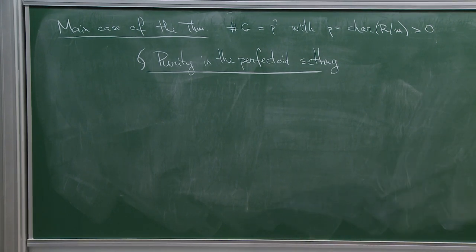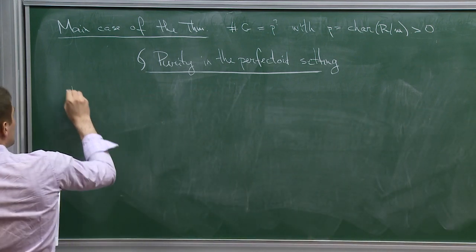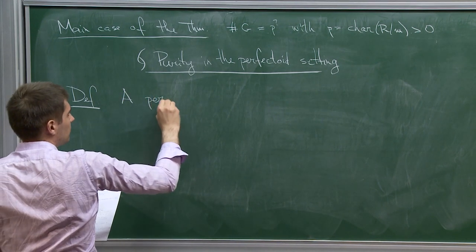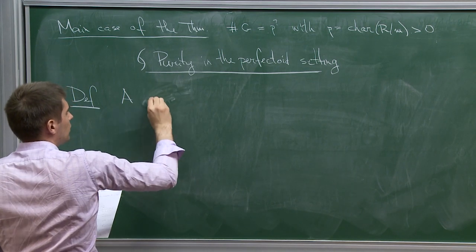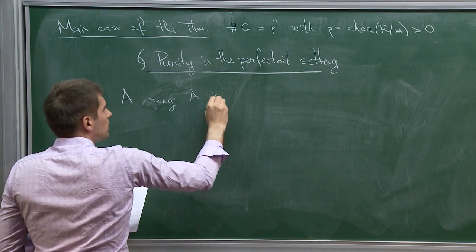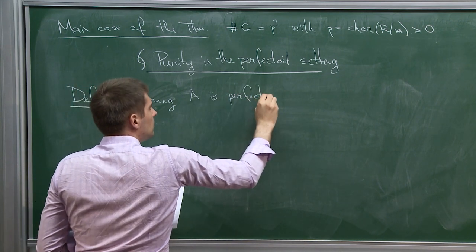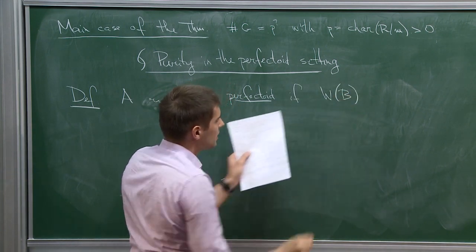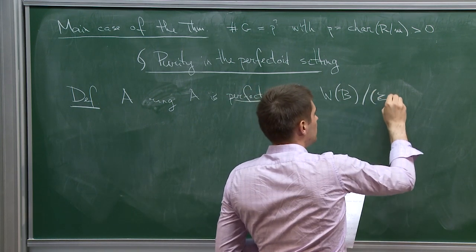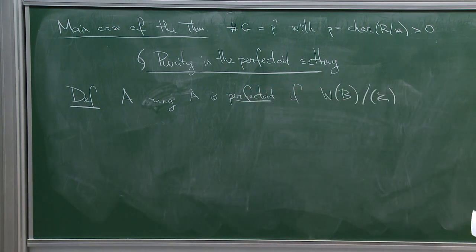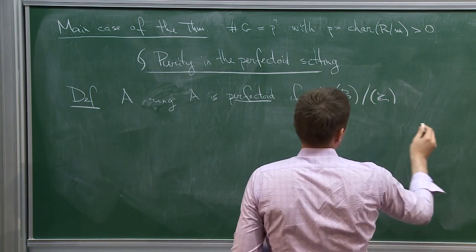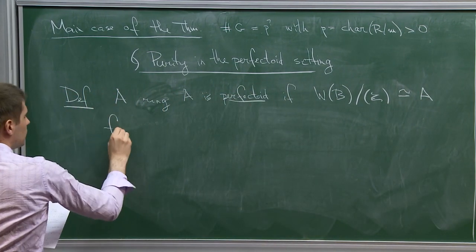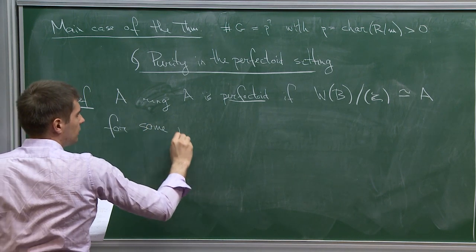So let me give a precise statement, and for that let me just recall the definition of a perfectoid ring, a commutative algebra type of definition. A commutative ring A is perfectoid if it is of the following form: if it is a quotient of the Witt vector ring of a perfect F_p algebra, for an implicitly fixed prime p, by a principal ideal generated by an element xi. For some, here B is some perfect F_p algebra.